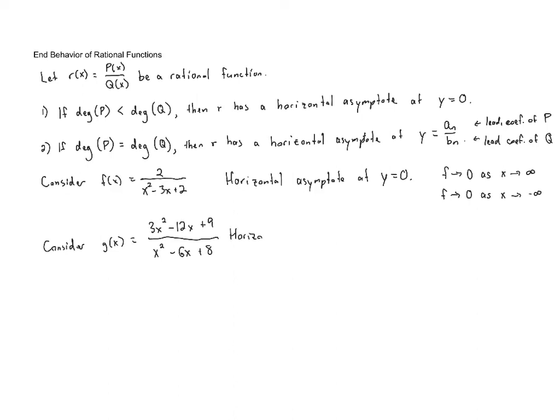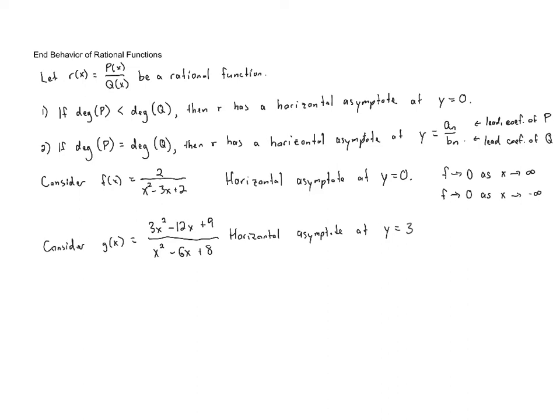So we still have a horizontal asymptote, but the y value is going to be given by the ratio of the leading coefficients. So here the leading coefficients are 3 and 1, and 3 divided by 1 is just 3. So here we have a horizontal asymptote at y equals 3.